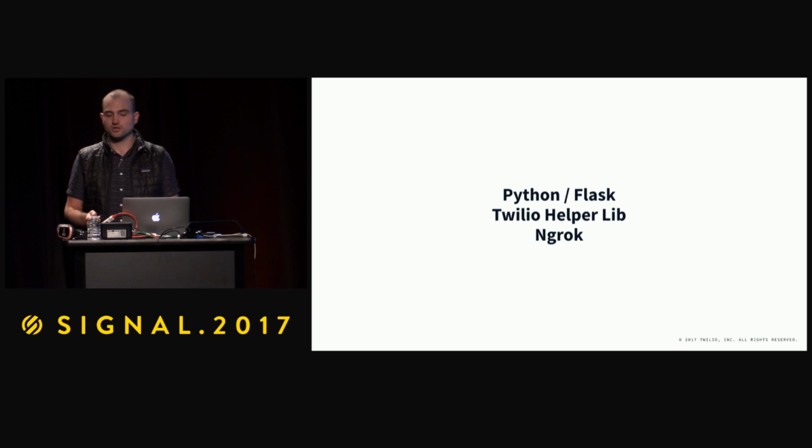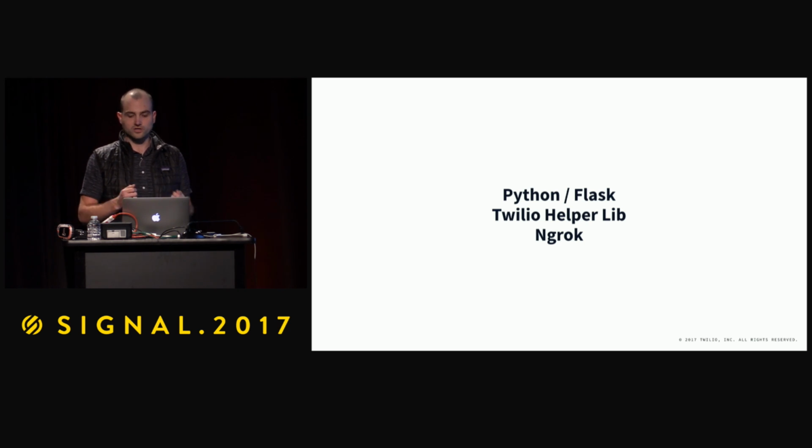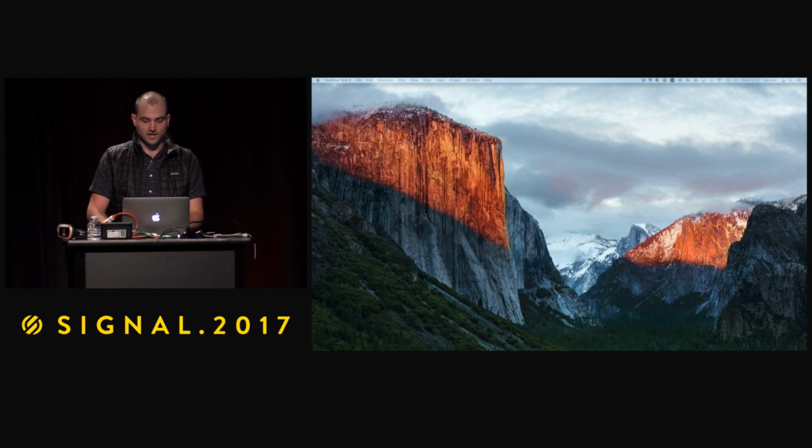So to start, we're going to do a little bit of a demo. This is the traditional Twilio demo, with a couple of core components. It's written in Python using Flask as a framework. We're using the Twilio helper library, and we're using this incredibly useful utility called ngrok that lets you sling requests to your localhost from the internet.